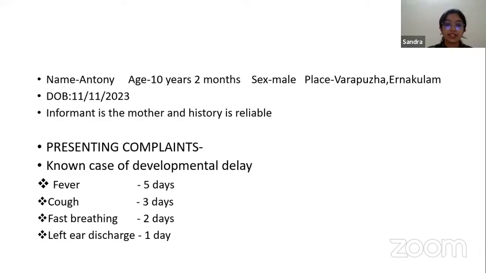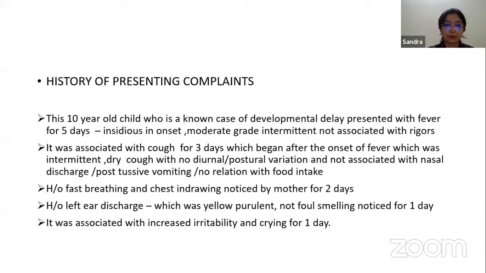Presenting the case of Anthony, a 10-year, 2-month-old male child from Varapura, Ernakulam. The informant is the mother and history is reliable. Presenting complaints: he is a known case of developmental delay who presented with fever for 5 days, cough for 3 days, fast breathing for 2 days, and left ear discharge for 1 day. History of presenting complaints. This 10-year-old child, who was a known case of developmental delay, presented with fever. I'll stop here.